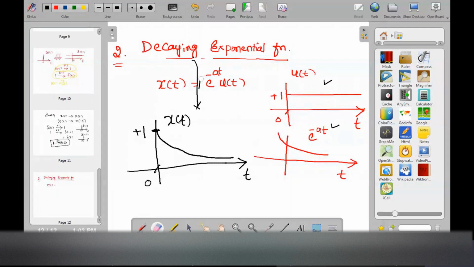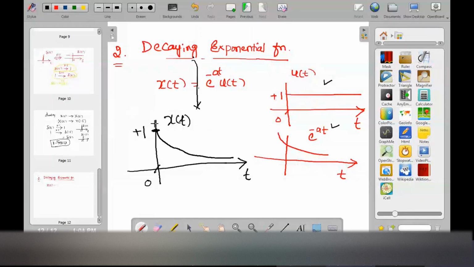Sir, even the right hand side two equations refer to decaying exponential. Excuse me, sir. Does the right hand side two graphs also refer to the decaying exponential function, or just the left hand side one?